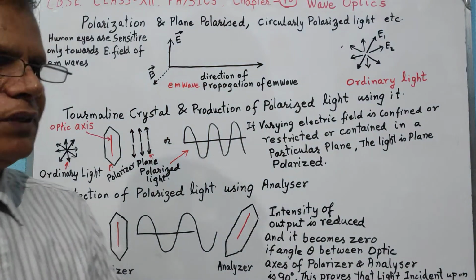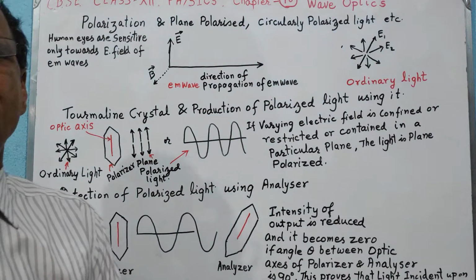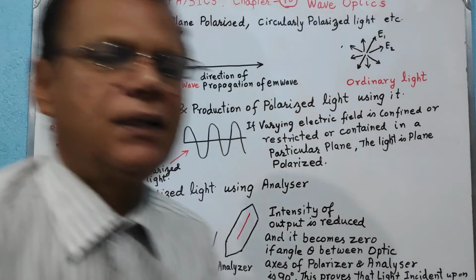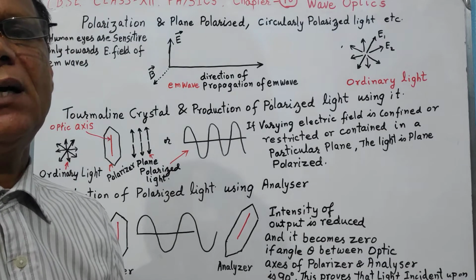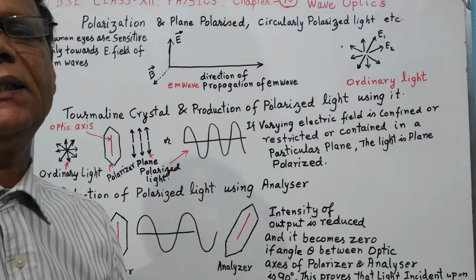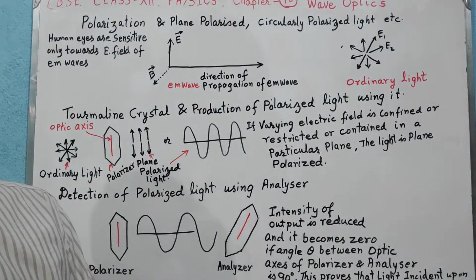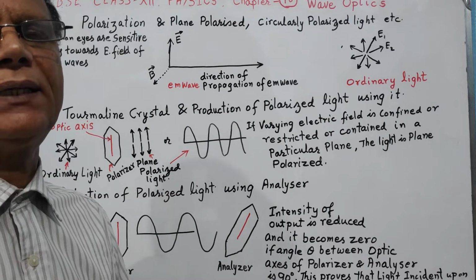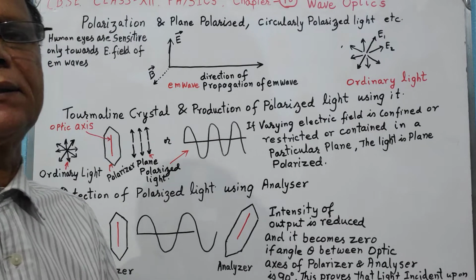Hello students, today we are going to talk about the new topic, polarization of light and types of polarization. We shall also learn how light is polarized and what the difference is between ordinary light and polarized light. You see, light is an electromagnetic wave. This we have extensively studied in the previous chapters.